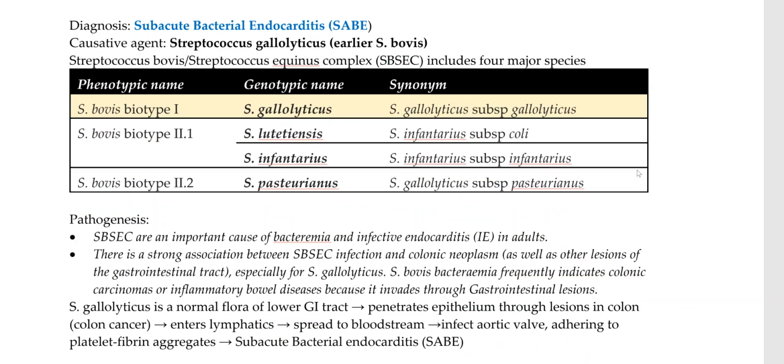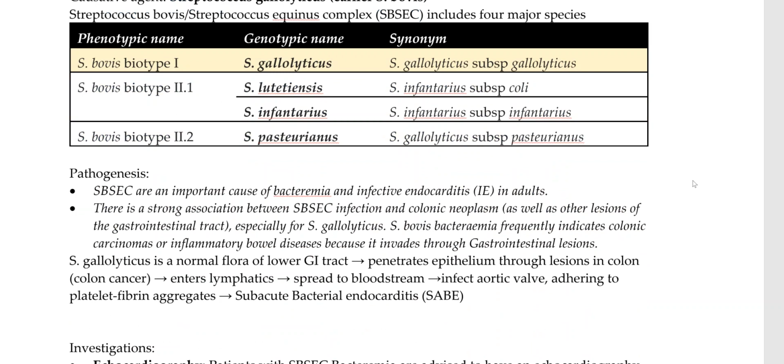Now, what is the pathogenesis? These four species are important causes of bacteremia as well as infective endocarditis in adults. But there is a strong association between infection with these four species and colonic neoplasm as well as other lesions of the GI tract, especially for Streptococcus gallolyticus. So if you are suspecting Streptococcus bovis bacteremia, it indicates colonic carcinoma or inflammatory bowel disease or other GI diseases, as it invades through GI lesions.